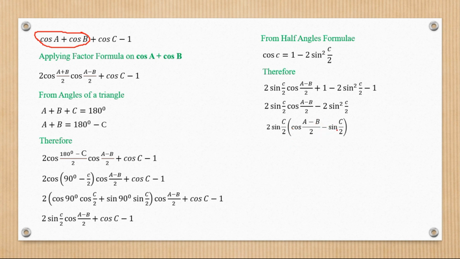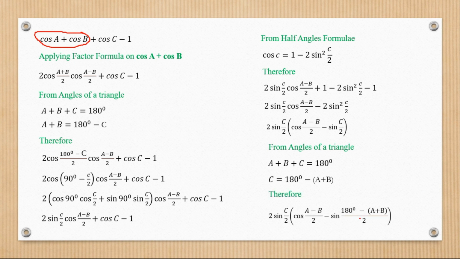So the next step is that we actually want to apply a factor formula again, but for that to happen, we're going to convert the C to have an A and a B in it, so that we can use it in a factor formula with this one. So how do we do that? Again, from angles of a triangle, we know that A plus B plus C is equal to 180. So when we make C the subject, we have C being 180 degrees minus bracket A plus B. So substituting the value of C back, we now have this.